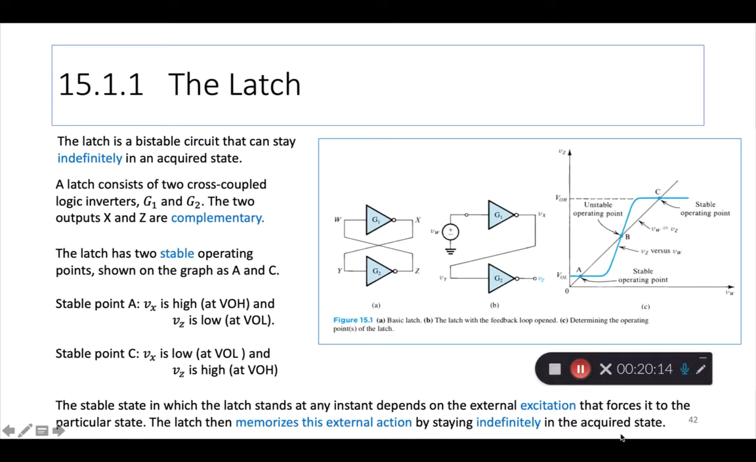So whatever it was that pushed it to one or the other, that's it. The latch is just sitting there, right? It won't make any changes on its own. Even though it may be connected to voltages and external circuits, no changes is going to happen. It'll be at A or at C. Those are the two stable points shown on the VTC, or the voltage transfer function.